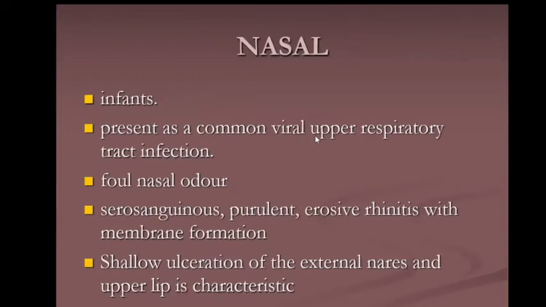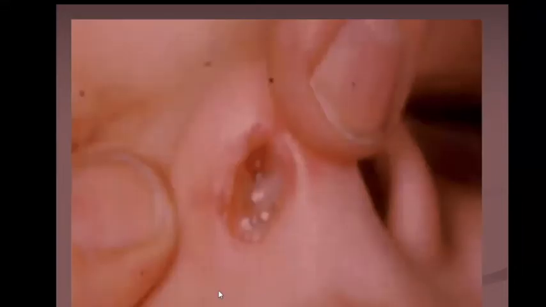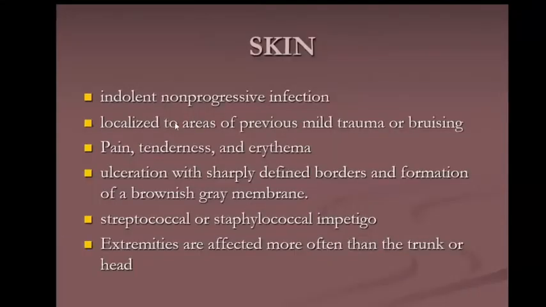It can just present as a simple viral upper respiratory tract infection with nasal odor, serosanguinous, purulent, or sometimes erosive rhinitis, and membrane formation is there. Then there may also be ulceration in the upper lip. So that is nasal diphtheria. Then cutaneous diphtheria.